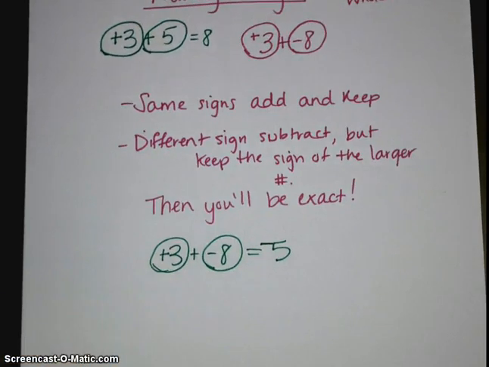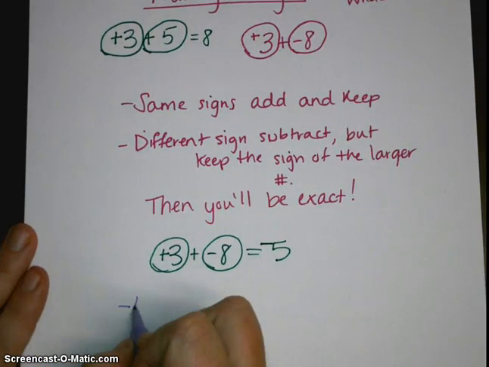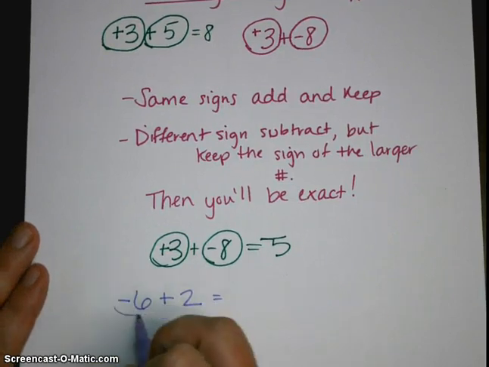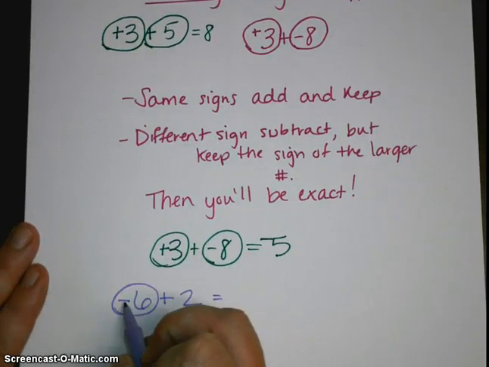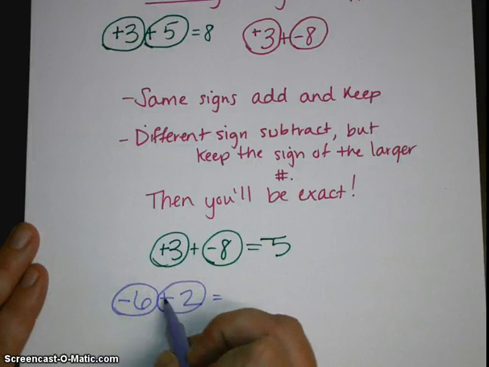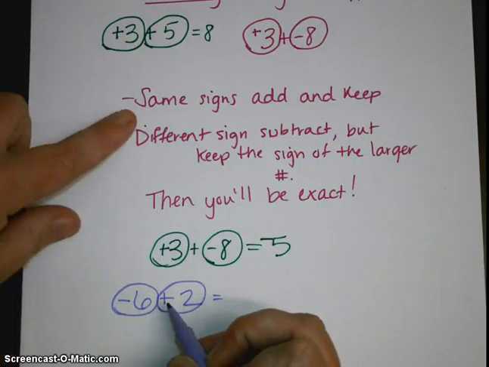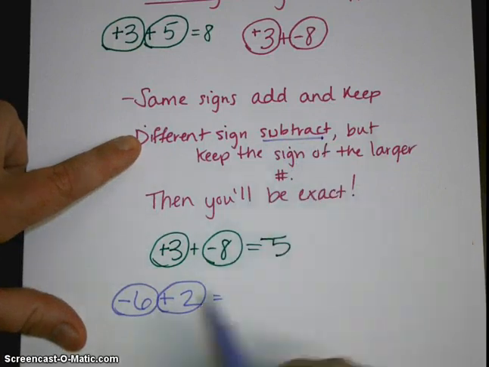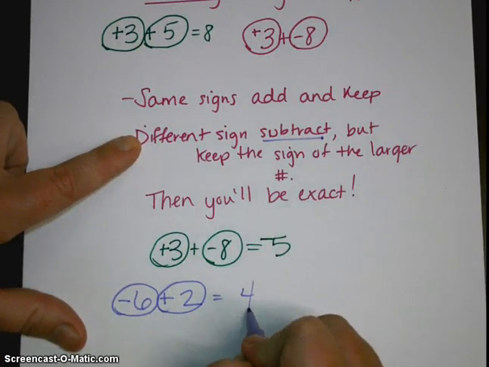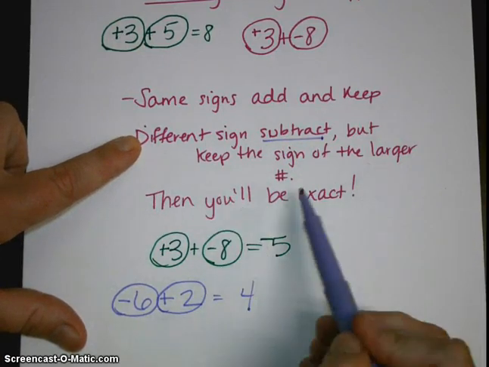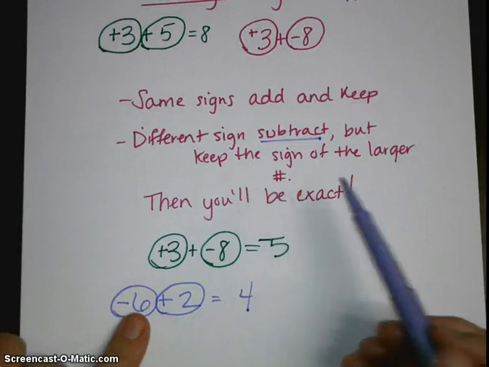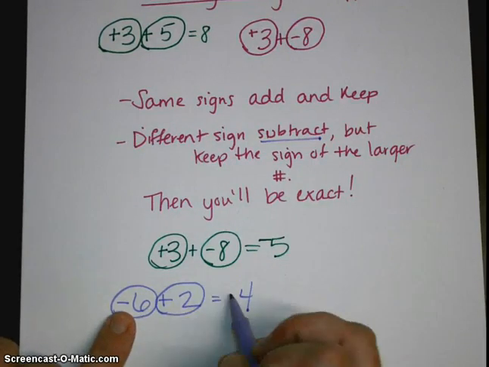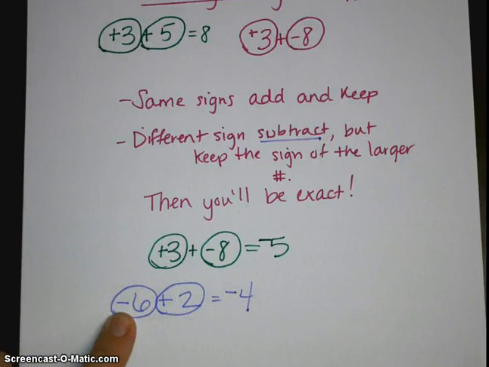Let's take a look at another one. Let's look at negative 6 plus 2. Again, 6 is negative, 2 is positive. We don't have same signs, we have different signs, so I'm going to subtract. So 6 minus 2 is 4, and keep the sign of the larger number. Is 6 the larger number or 2? 6 is, and 6 is negative, so I'm going to keep the negative. The answer is negative 4.